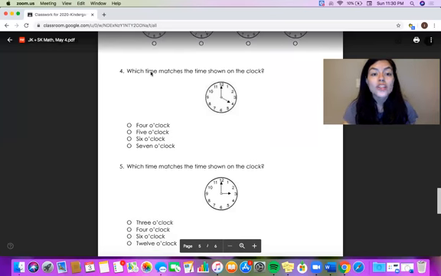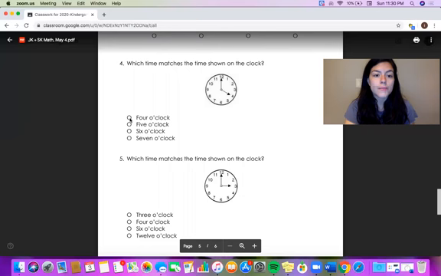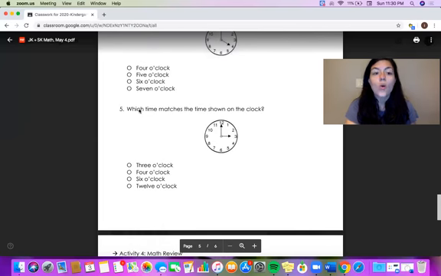Number 4, which time matches the time shown on the clock? So take a look at this clock, find out what time it is, and then fill in the right bubble. Is it 4 o'clock, 5 o'clock, 6 o'clock, or 7 o'clock? Number 5, which time matches the time shown on the clock? Look at the time, focus on where the hour hand is pointing. Is it 3 o'clock, 4 o'clock, 6 o'clock, or 12 o'clock?